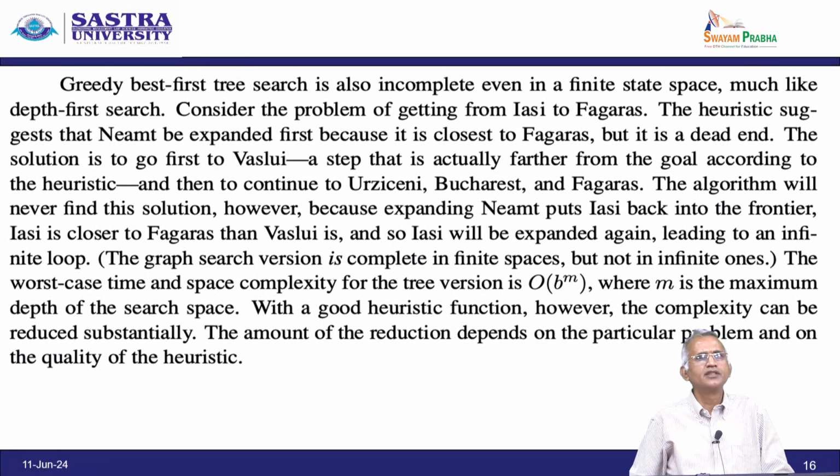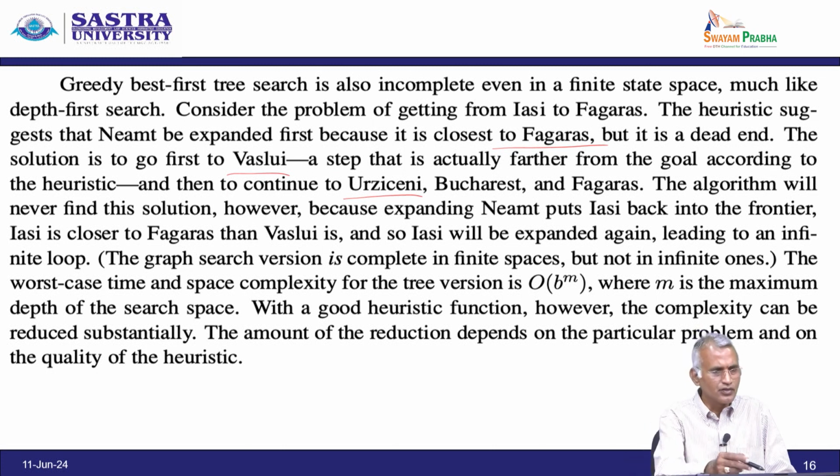Greedy best first search is also incomplete even in a finite state space, much like depth first search. Consider the problem of getting from Iasi to Fagaras. The heuristic suggests that Neamt be expanded first because it is closest to Fagaras, but it is a dead end. The solution is to go first to Vaslui, a step that is actually farther from the goal according to the heuristic, and then continue to Urziceni, Bucharest and Fagaras. So, the algorithm will never find the solution.